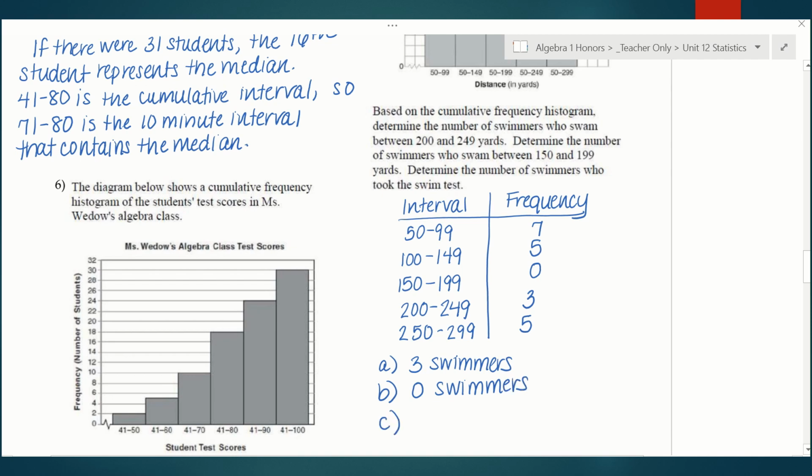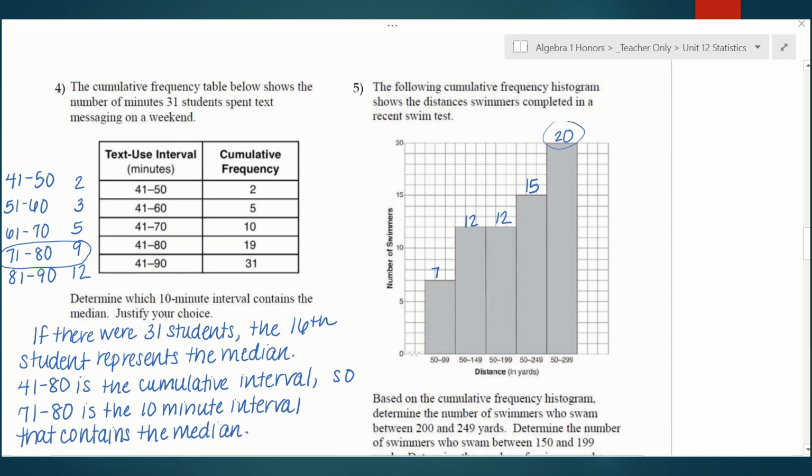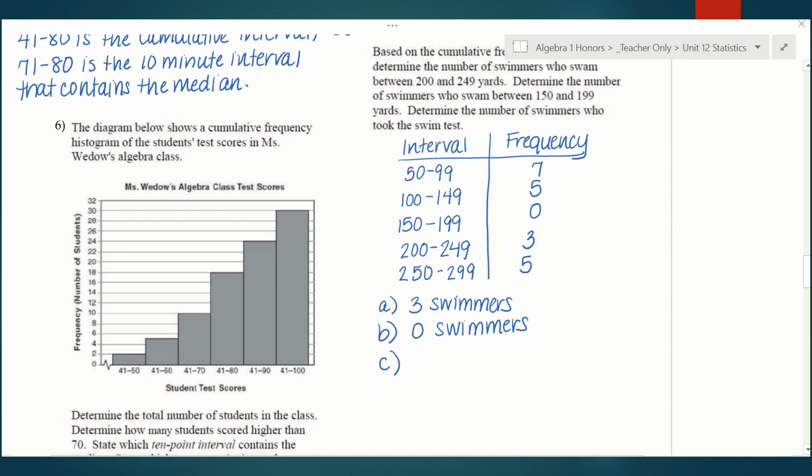And the last part, determine the number of swimmers who took the swim test. Okay, well, since this was a cumulative frequency histogram, our number up here represents the total number. We could have also added our frequencies from the table that we made. 7 plus 5 plus 3 plus 5 is 20.